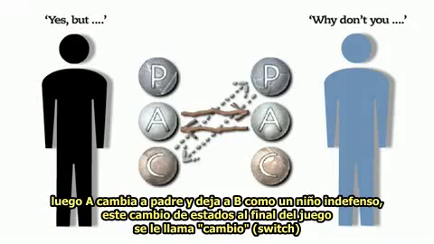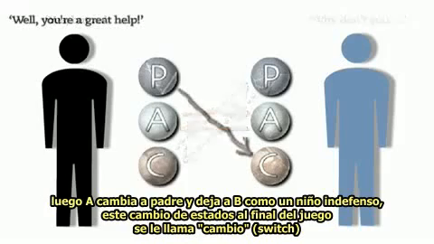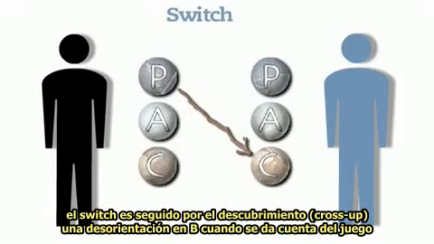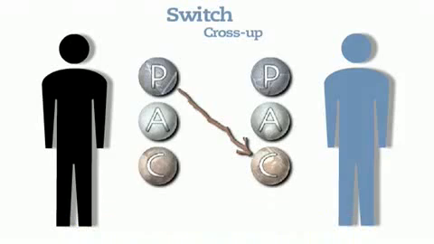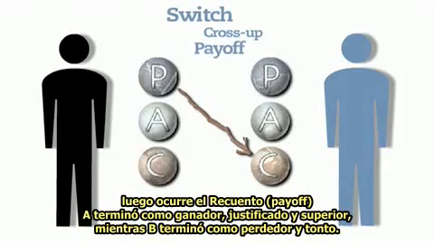A brings the game to an end, changing to a critical parent, with B changing to helpless child. This change of states at the end of a game is known as the switch. The switch is followed by what's known as the cross-up, a period of disorientation when the target of the game realises they've just been had. Now come the payoffs, with the game's instigator feeling justified and superior, while B feels de-skilled and foolish.